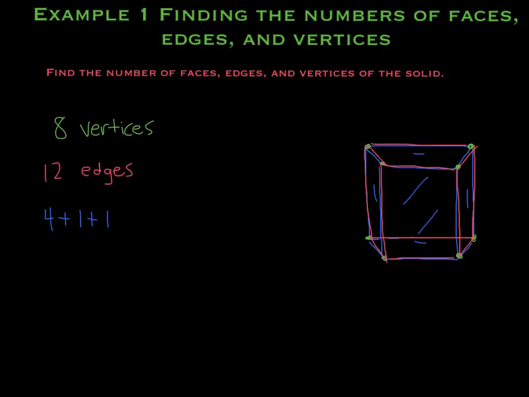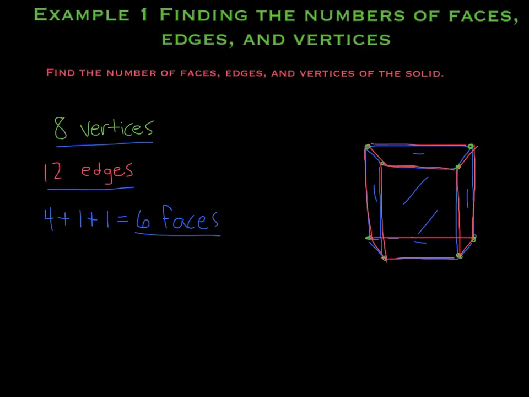Looking around, it looks like I've got everything that I can possibly find as far as faces go. This is probably the more difficult one. That's why I like to add them up. And I should have a total of 6 faces. There's 1 face on the bottom, 1 face on the top, and 4 faces on the side. So my answer would be 8 vertices, 12 edges, and 6 faces.